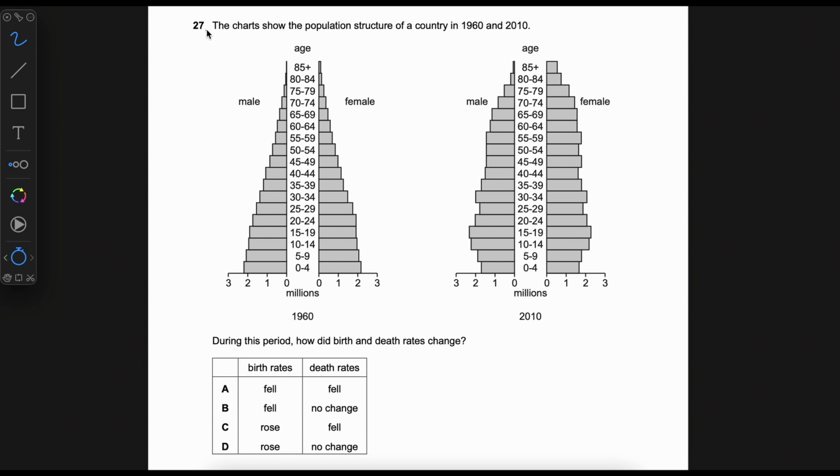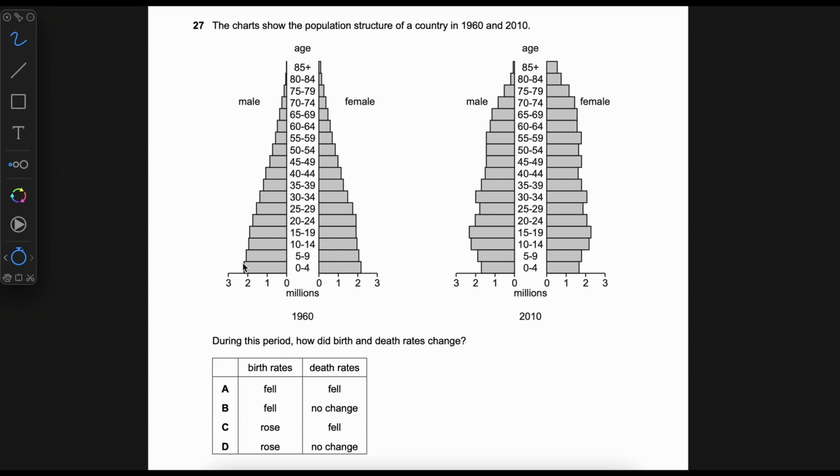All right, 27. Just had to zoom out a bit so that I can fit everything on one page. The charts show the population structure of a country in 1960 and 2010. Okay, so we're traveling over time with these two graphs. You should know how to read population pyramids. So during this period, 1960 to 2010, how did the birth and death rates change?